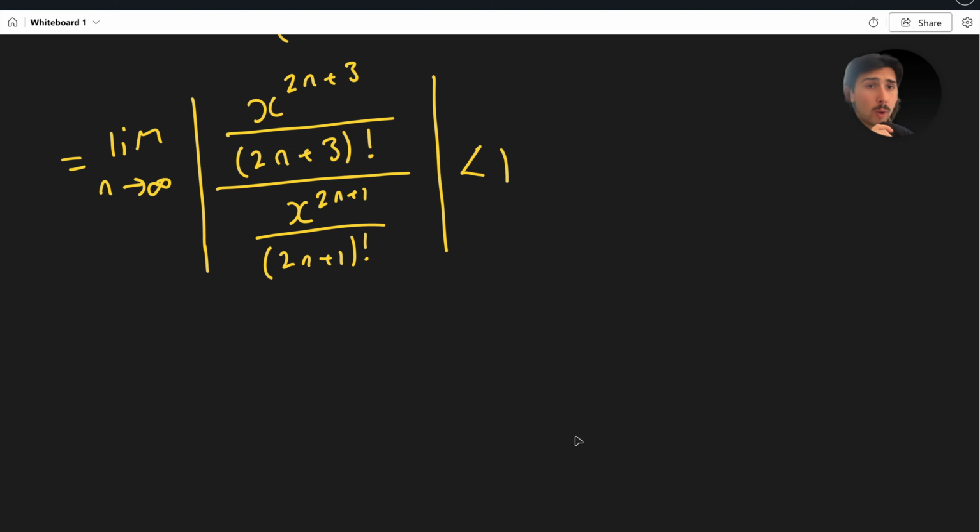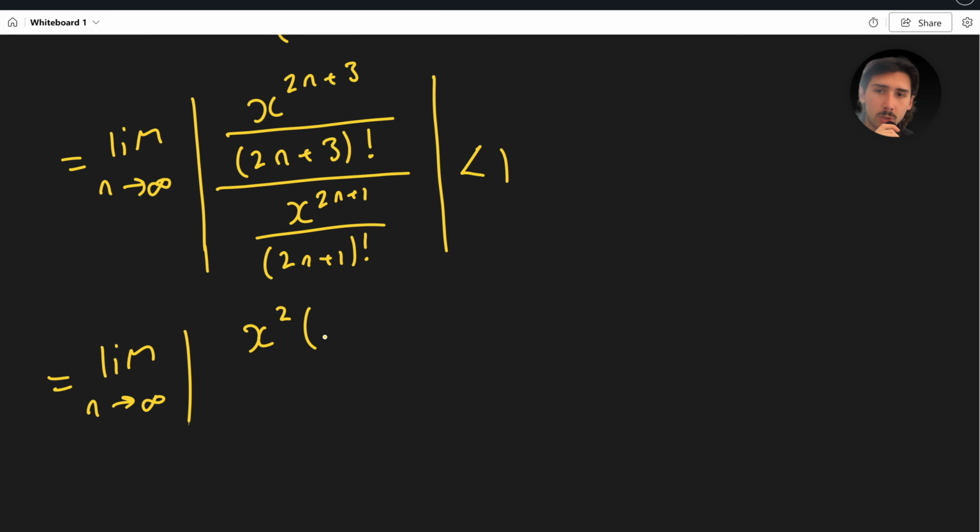Okay, so we're just working our way through the algebra, simplifying as we go, as always. The limit as n goes to infinity of, what have we got? x to the 2n plus 3 divided by x to the 2n plus 1 is just going to be x to the power of 2. And what else have we got? I'm going to bring up the 2n plus 1 factorial from the very bottom. You need to know how to rearrange these really complicated looking fractions, okay?